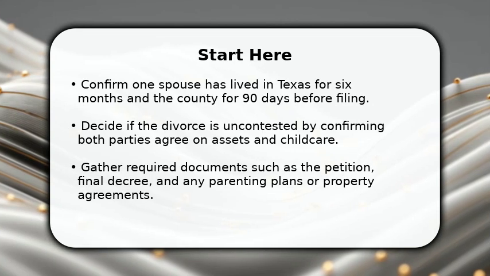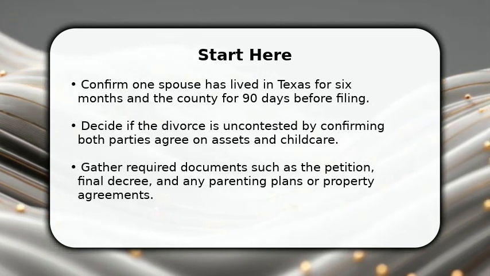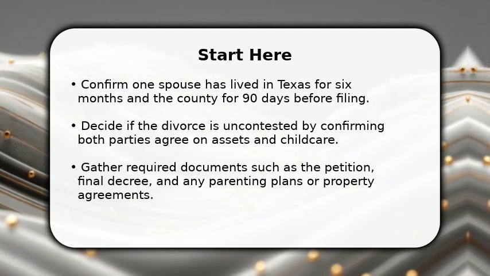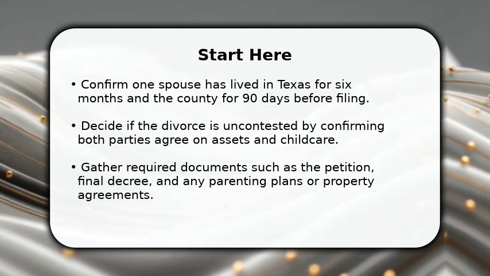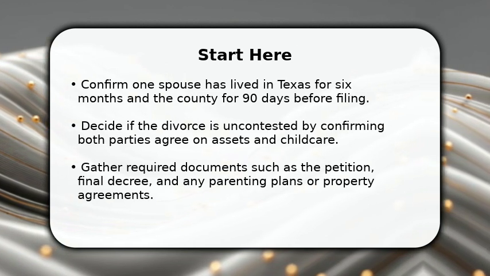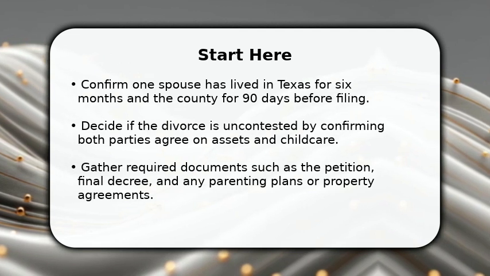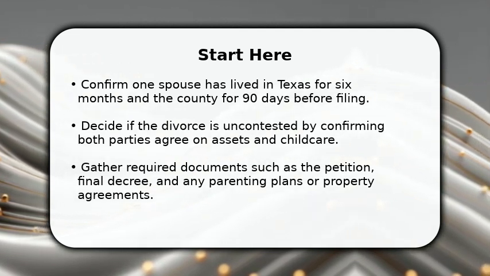In this video, I will explain how to file for uncontested divorce in Texas. Begin by confirming residency and grounds, then prepare the petition and a signed marital settlement agreement that covers assets, debts, and parenting. File the petition with the county clerk and pay the fee or request a waiver.